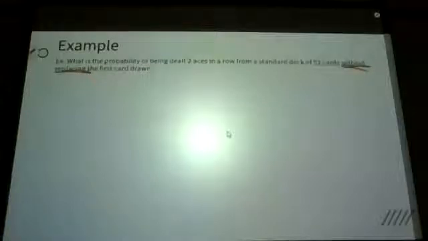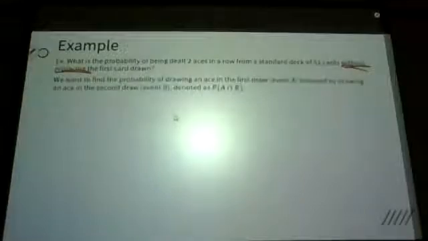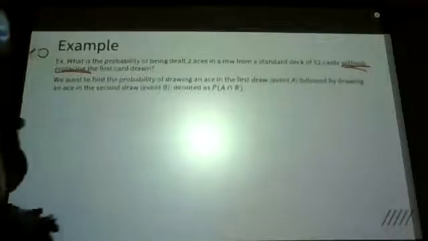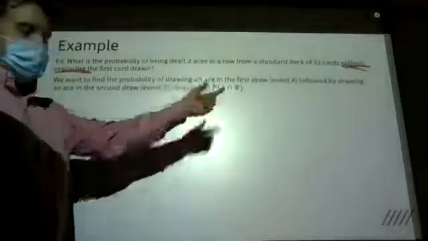So let's try this one together. In this case, we have two different events happening, right? The first one is event A, that I get an ace in the first card.